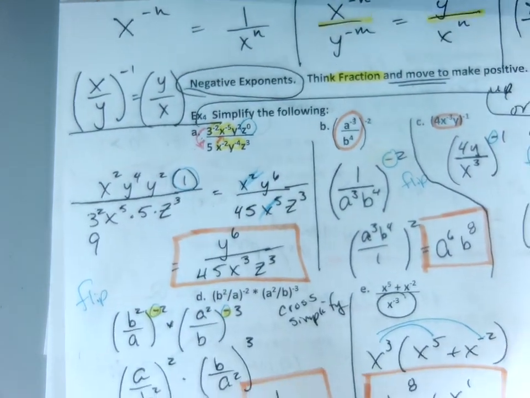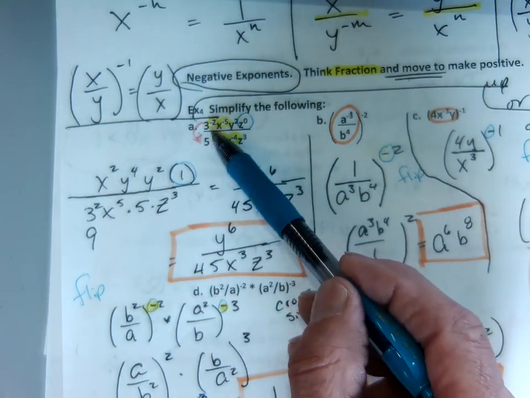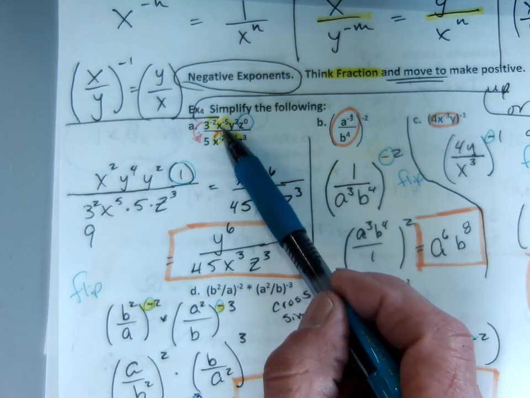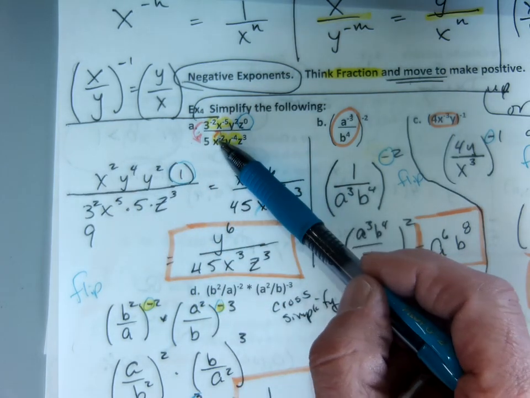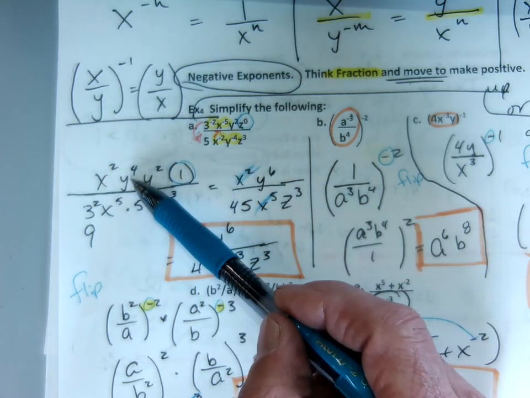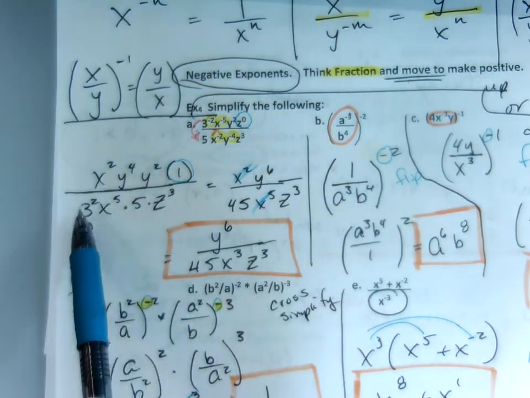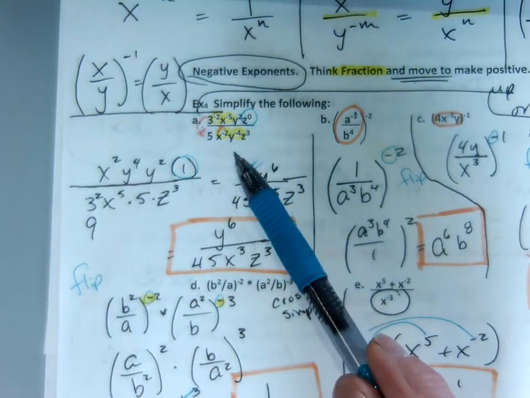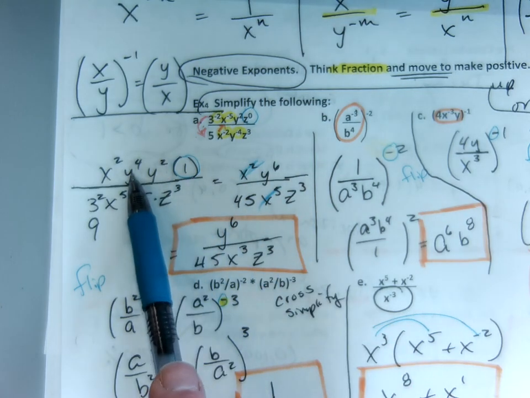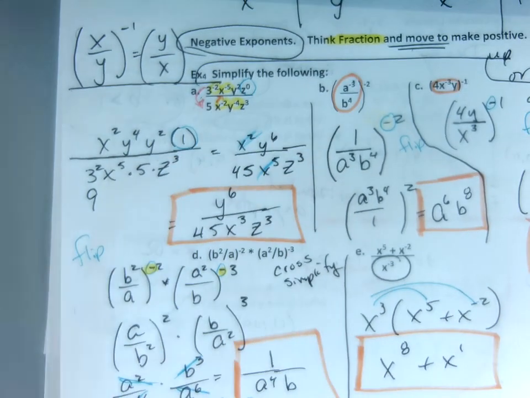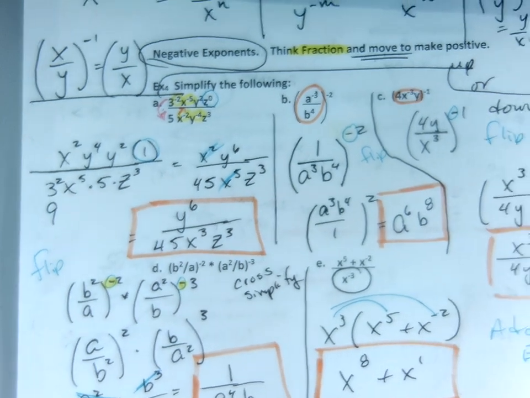So let me take a look at some problems. First problem, I moved all of my negative exponents. Brought that one down. X to the negative 5 I brought down. Y to the negative 2 I brought up. And then y to the 4th I brought up. Then I simplified. 3 squared is 9 times 5 is 45. And then I was able to simplify y to the 6, and then I was able to cancel some x's. My grand answer is y to the 6 over 45 x cubed z cubed.